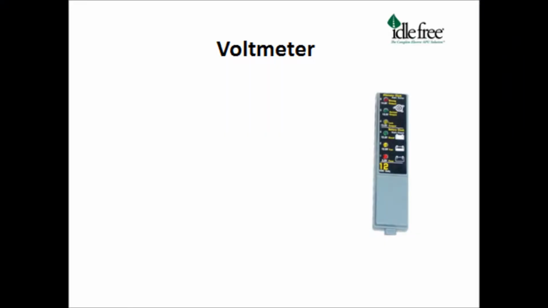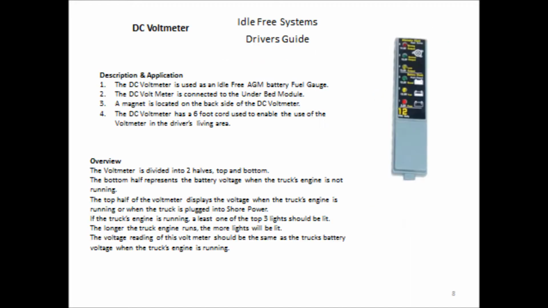The idle-free voltmeter has a magnet attached to the back of it and is located under the bed, typically attached to the under the bed module. There's a 6-foot cord on the voltmeter, and you can move it into the driver's area so that you can see it easier, because it's a fuel gauge telling you how much power you have left.